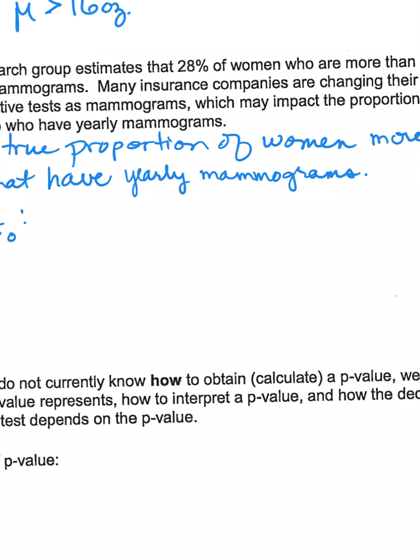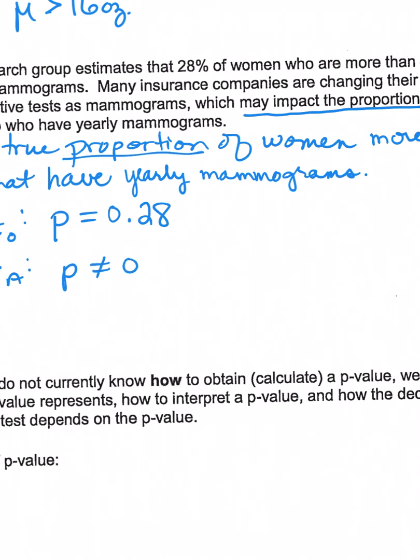All right, so what is H naught? Mu? No, it's P. Not P hat. P is equal to what? 28%. 0.28. HA. P is what? Less, greater. It may impact the proportion of women. Does it indicate more or less? So it could be either. Not equal to.